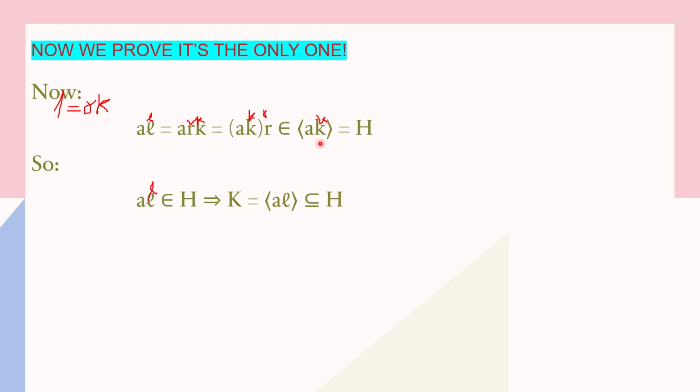Since A raised to K is generating H, and that thing is equal to A raised to L, therefore AL is also an element of H. When AK is generating H, it means AK is an element of H, right? Similarly, AK raised to R, so AK is also equal to AL. This means that AL is also in H, which implies K, which is generated by AL, is a subset of H. So since AL is inside H and AL is generating K, K will be inside H, okay?